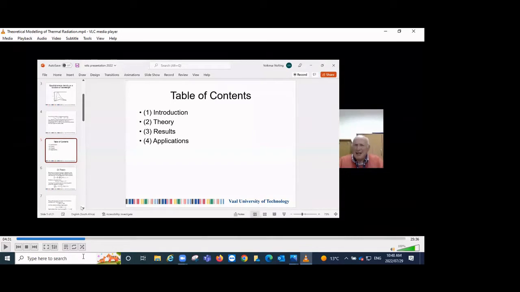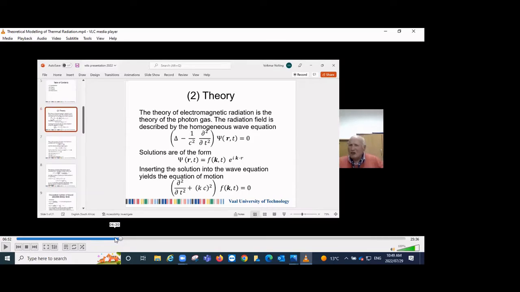Then finally, in the application part of the presentation, we will look at thermography as a non-destructive evaluation tool, which is an application that is used in our department to find discontinuities in solid materials. So the theory of electromagnetic radiation is the theory of the photon gas, where the radiation field is described by this homogeneous wave equation, where delta is the Laplace operator.